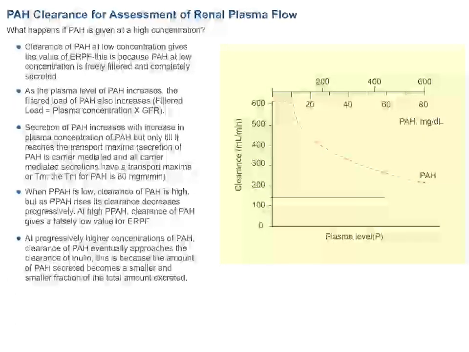At progressively higher concentrations of PAH, clearance of PAH eventually approaches the clearance of inulin. This is because the amount of PAH secreted becomes a smaller and smaller fraction of the total amount excreted.